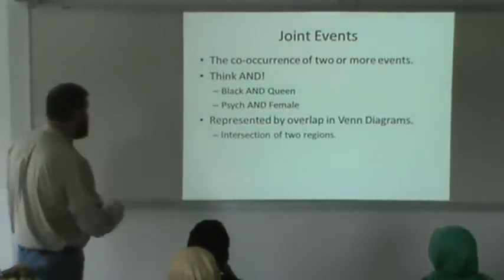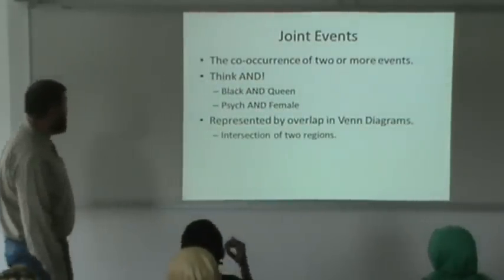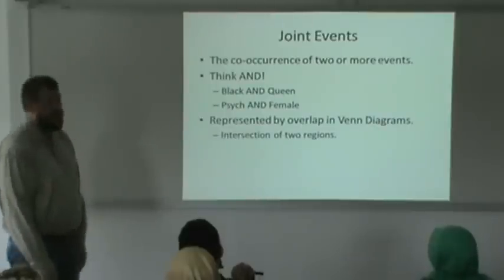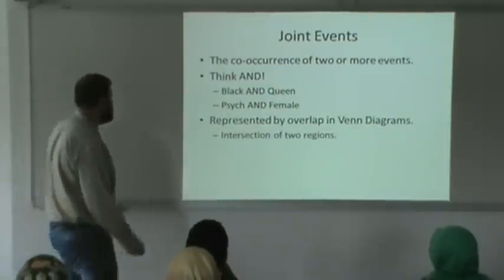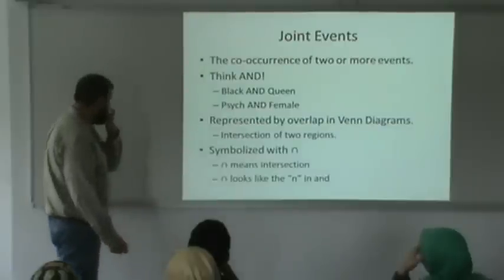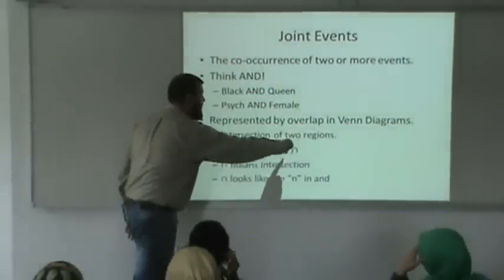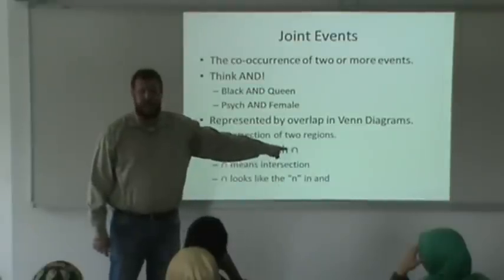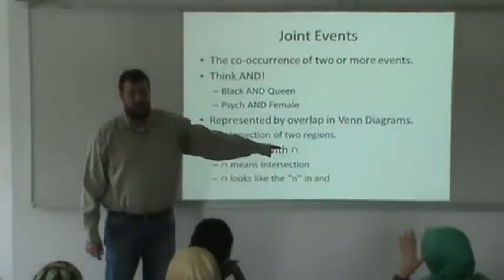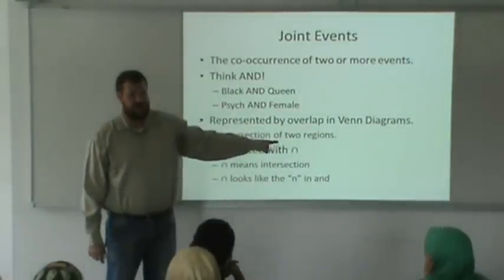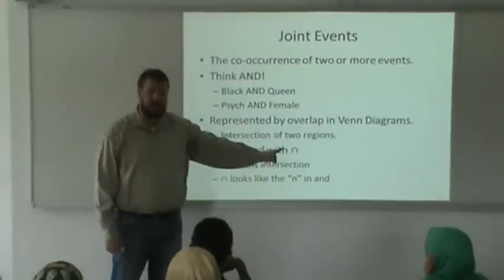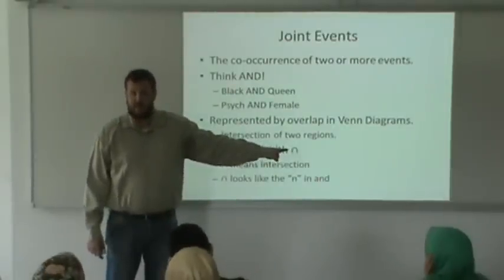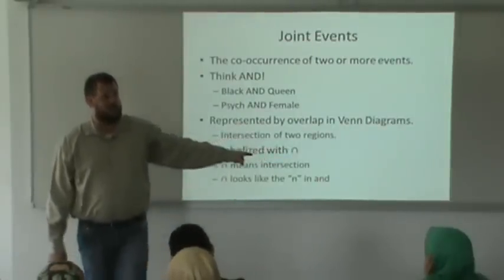Okay, this is represented by overlap in Venn diagrams. It's the intersection of two regions. This is a good way to think about it. The intersection is symbolized with this symbol here. Notice that this symbol looks like an N. If you can remember this, it will be much easier for you. This symbol that looks like an N means intersection.